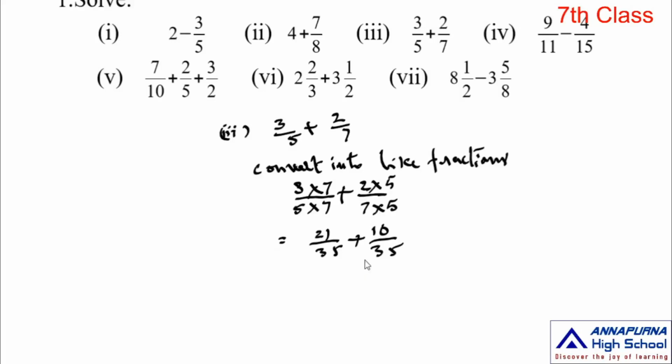Now these two are like fractions. As we know, the sum of like fractions is equal to the sum of the numerators by the common denominator. That means 21 plus 10 by the common denominator 35, which is equal to 31 by 35. Now next.